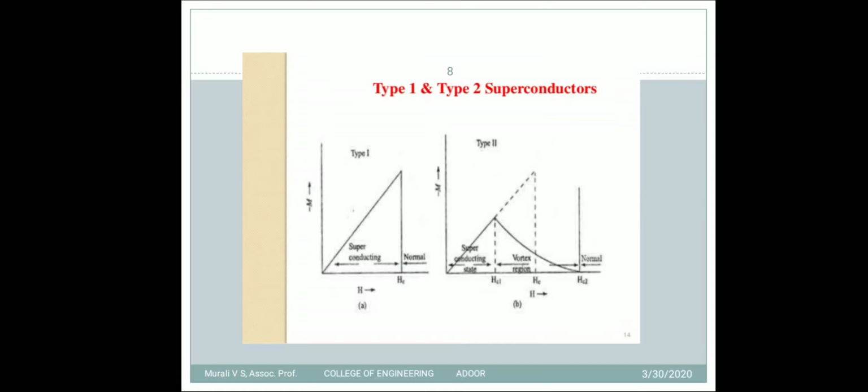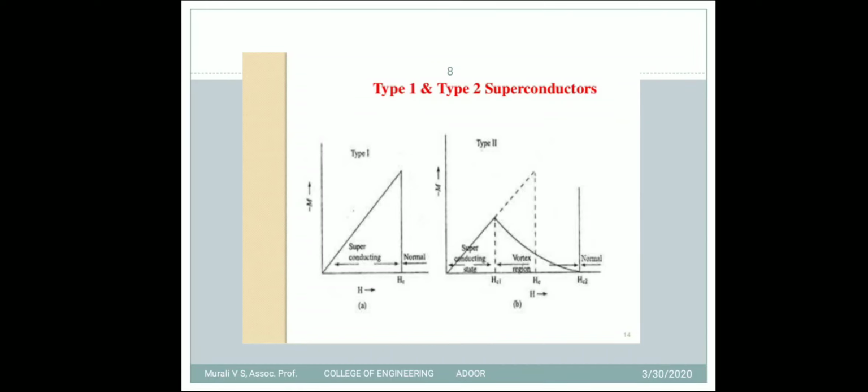In both the graphs, the magnetizing field H is taken along the x-axis and the intensity of magnetization M is taken along the y-axis. Here you can see that M is given as minus M, because in the case of a diamagnetic material like a superconductor, the intensity of magnetization M always opposes the applied field. Intensity of magnetization is the magnetic field developed within the material when we apply an external field to the material.